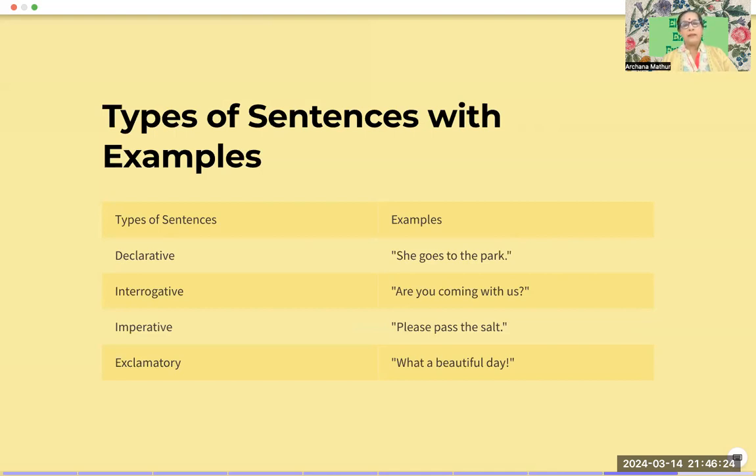Interrogative is a question. This is also a sentence. Are you coming with us? Why have you come late? Why didn't you do your homework? What is your favorite sweet dish? So these are all interrogative statements.